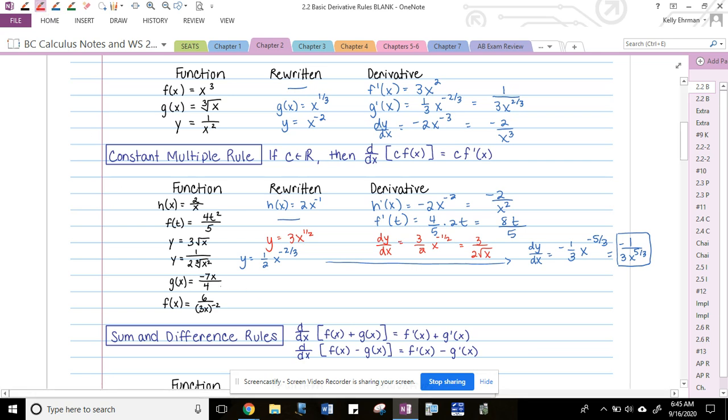All right, let's see. G of x doesn't need to be rewritten, so its derivative is g prime of x. Oh, this is nice. This one's just linear, right? So you're technically doing negative 7/4 times 1, so negative 7/4, and then it would be x to the 0, so the x isn't there. Think about it. A linear function has the same slope no matter what, so the tangent slope should match the linear slope.